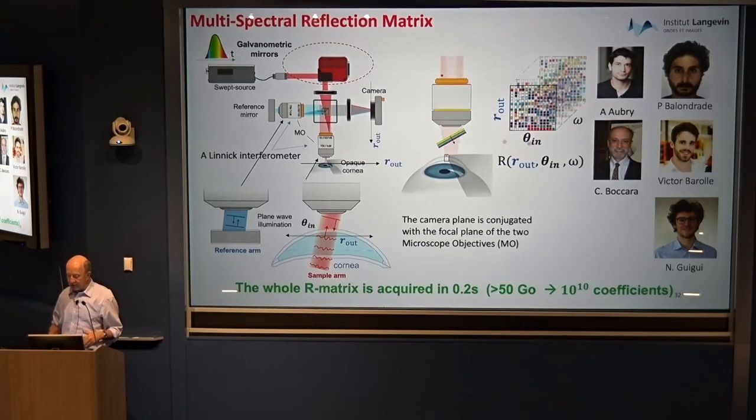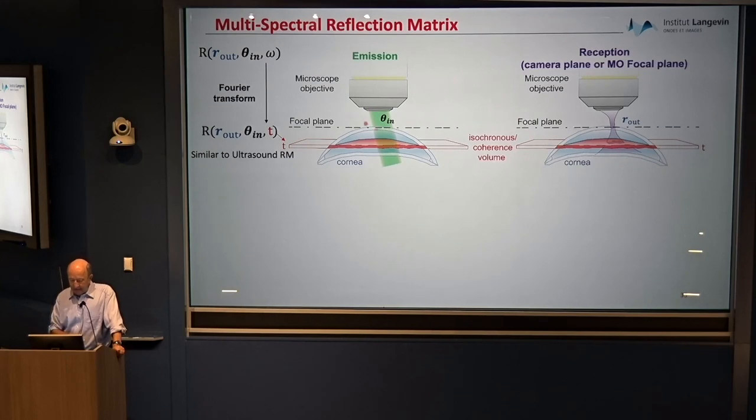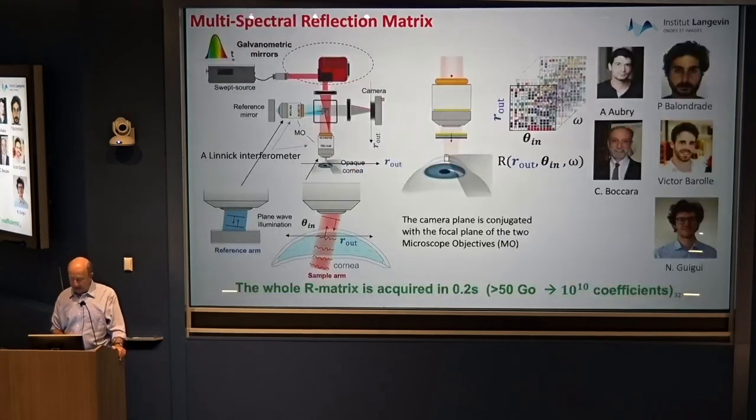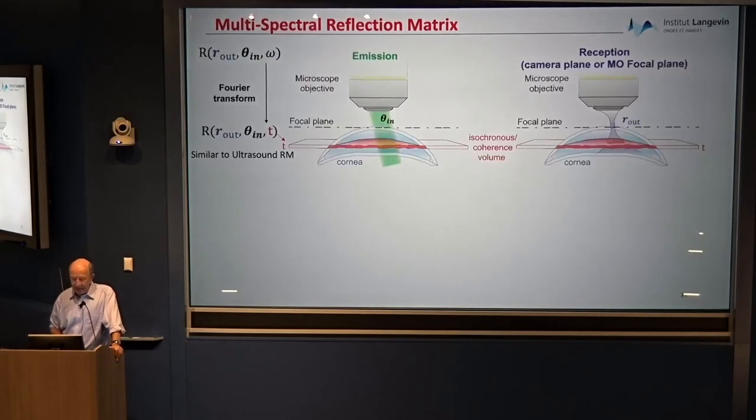and you record on the camera plane, that we call r out, the position, which is also 2D, of all the reflected echo from the medium. And we create a matrix like this. And when you have this matrix, you have it for each frequency, for each theta in, and for each r out, which is now a position in the plane of your camera. And the position in the plane of your camera is conjugated through this optical lens to one position in your cornea. What you see in the camera plane is exactly what happened in one plane inside your medium of interest. And we record, in fact, a matrix like this.